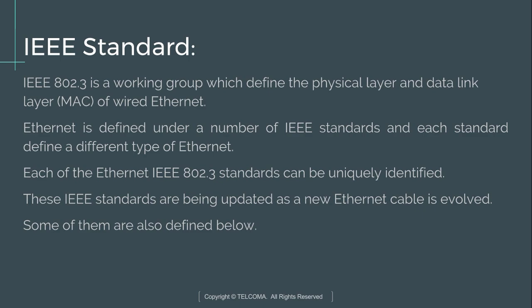IEEE 802.3 is a working group which defines the physical layer and the data link layer of wired Ethernet. It defines the rules according to which we can connect devices over the physical layer and the data link layer of the Ethernet cable.